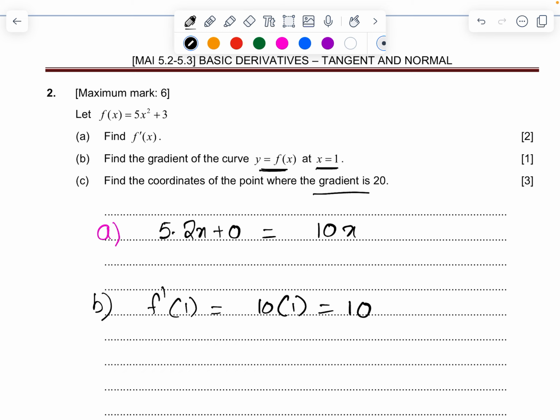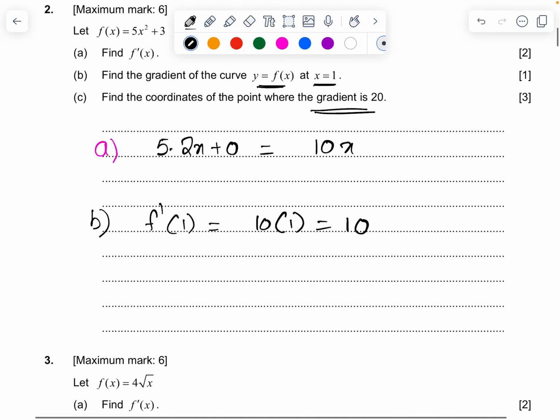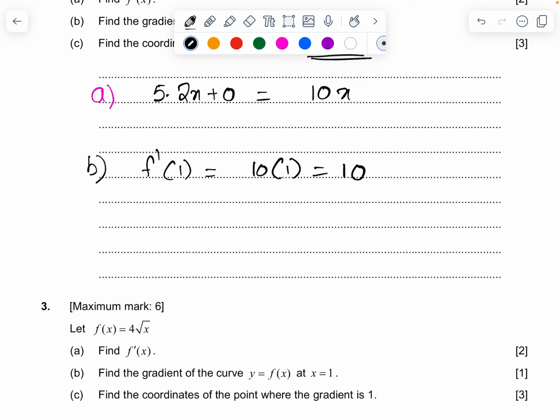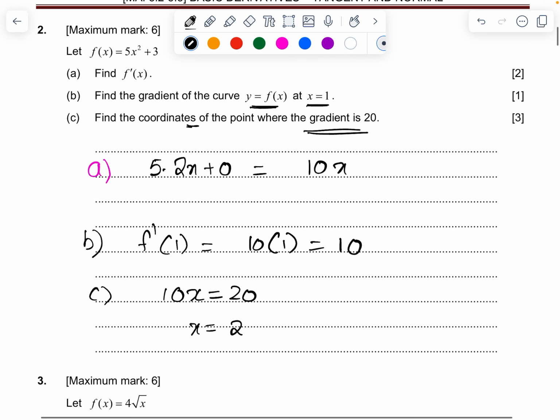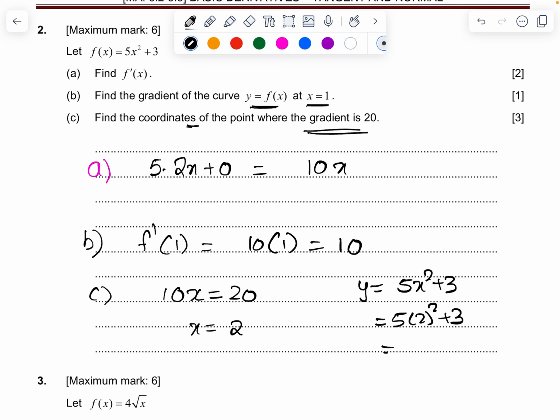Next, find the coordinates where the gradient is 20. So the gradient was 10x. 10x equals 20. So x equals 2. He's asking for coordinates, so we need to find the y value also. Y equals 5x square plus 3. So with the x value we just got, 5 times 2 square plus 3, 20 plus 3, 23. So what are the coordinates? 2, 23 are going to be the coordinates. That's going to be the answer.